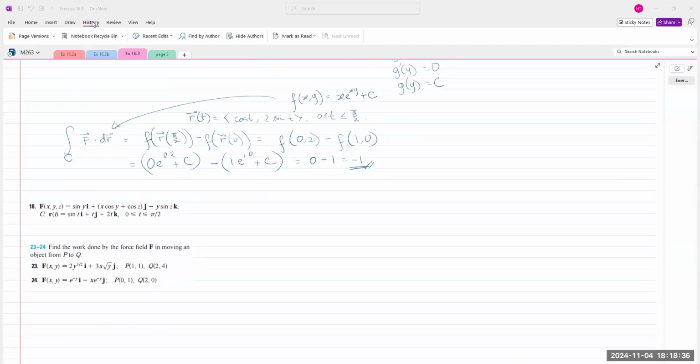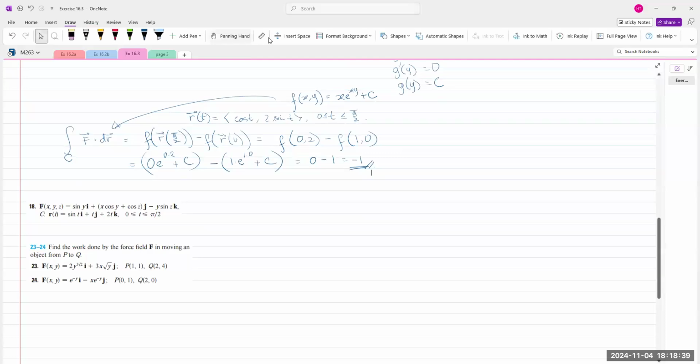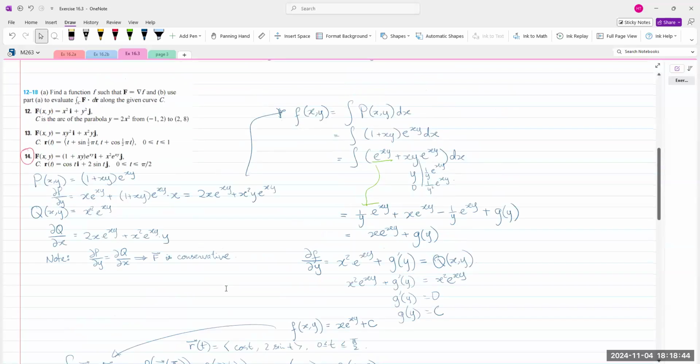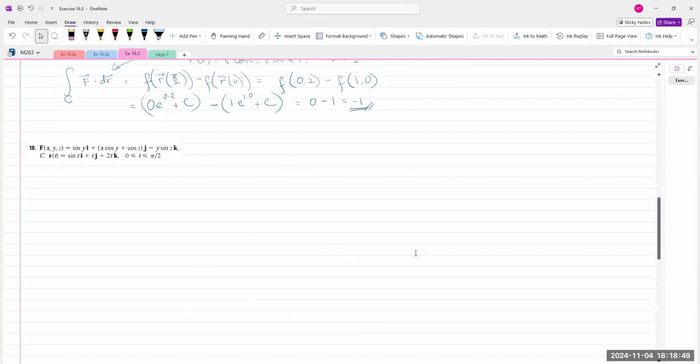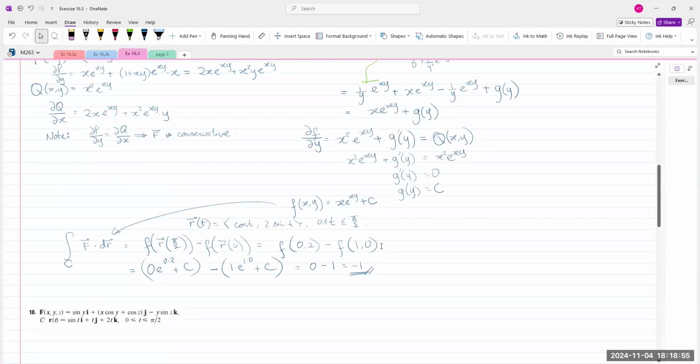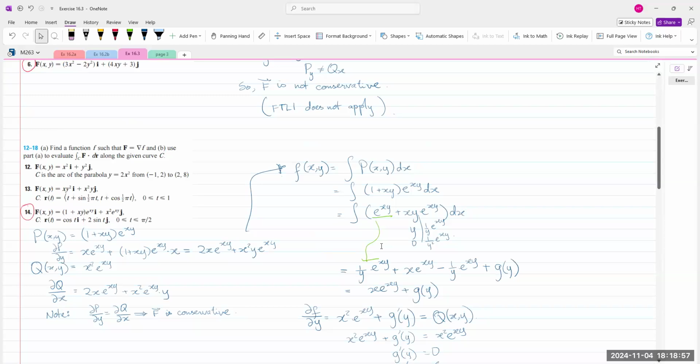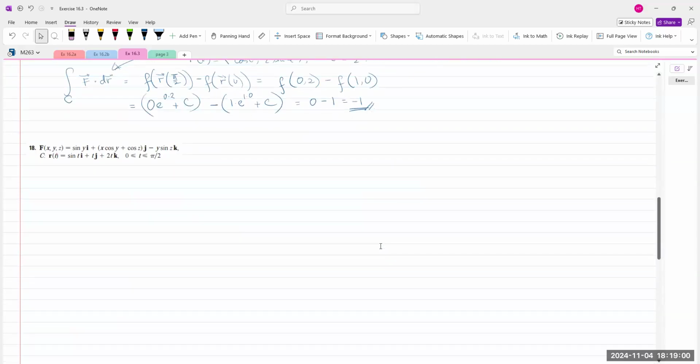Number 18, let me give myself some space. What is the question for number 18? The same thing, huh? Find the potential function. Oh, but this is three-dimensional. Hold on. This is three-dimensional. Uh-oh, I think I need to develop something. We will see in the next section what happens if the vector field is three-dimensional, and how to show that the vector field is conservative.